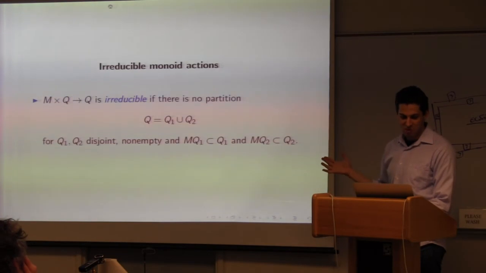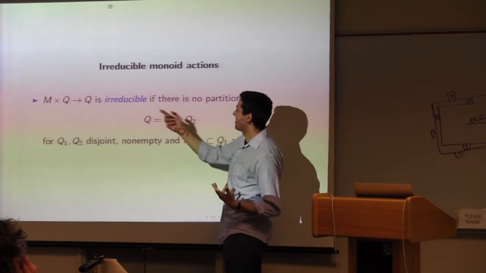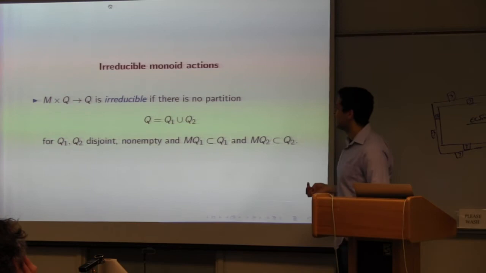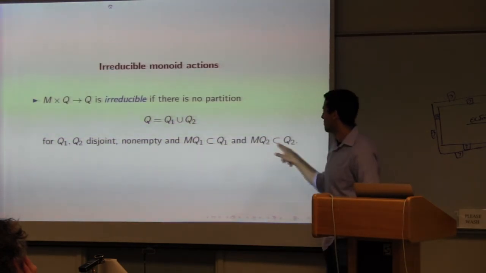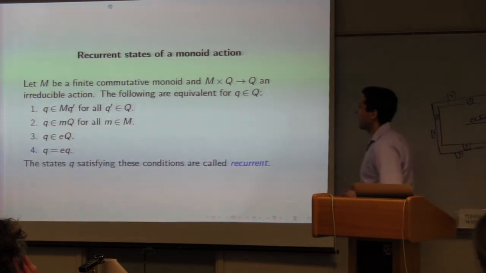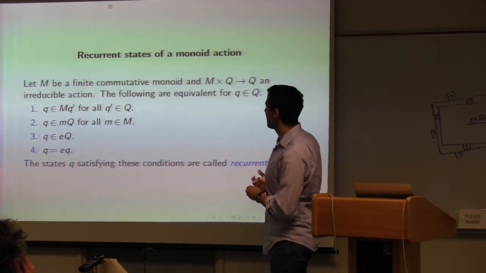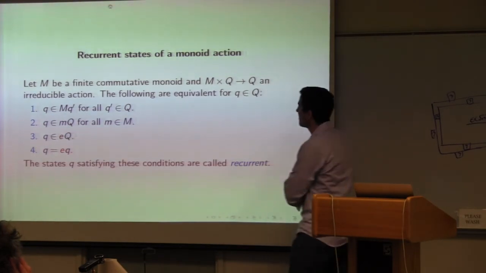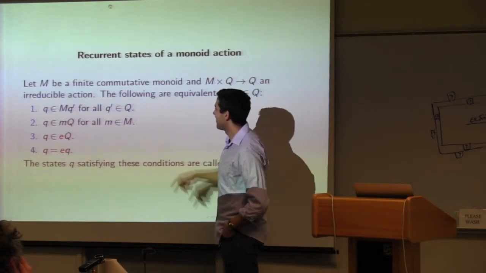Let me define irreducible for you. So if we have a monoid action, so M is a monoid acting on a set Q, we call it irreducible if there's no way to partition the state space into 2 subsets which are invariant under the action. And now I can define recurrent for you, which I already mentioned in regard to the identity element. So if you have a monoid action which is irreducible, there's a whole bunch of equivalent conditions.